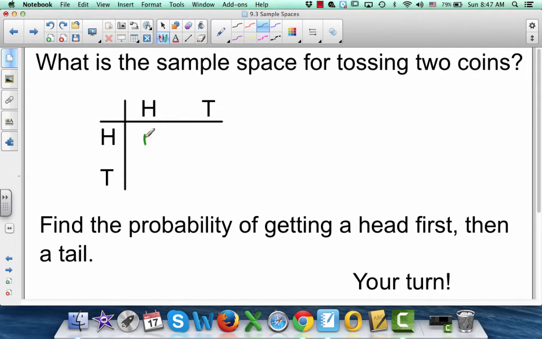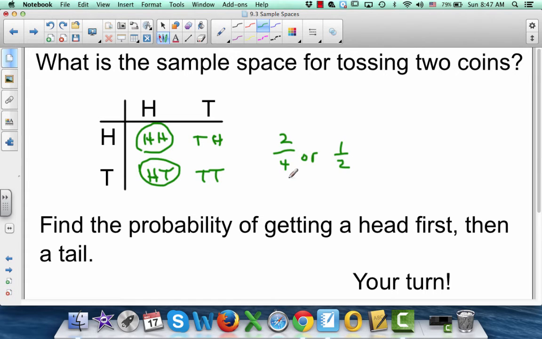Okay, remember we got heads, heads as a possibility, or tails, heads, or heads, tails, or tails, tails. So the probability of getting a head first. Well, here's a head that came first because there's the head. There's a head that came first. Over here the head came second, and there are no heads here. So that's 2 out of 4 or 1 out of 2. We always want to simplify.